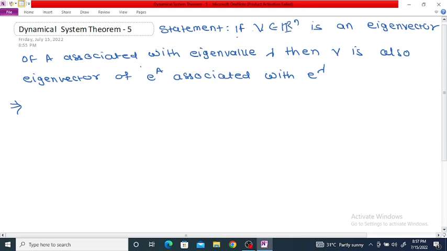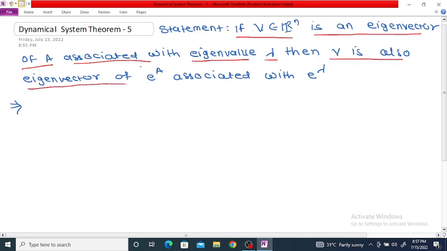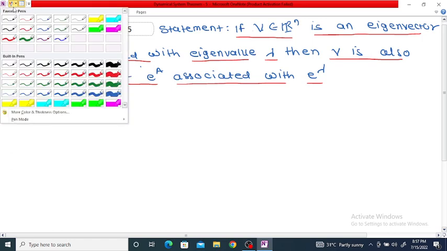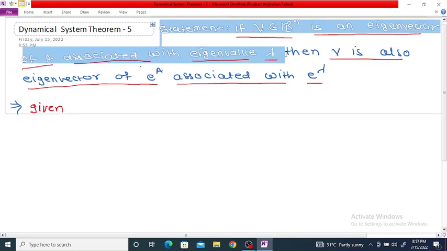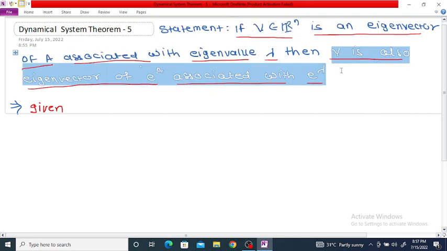Theorem: if v belongs to R^n is an eigenvector of matrix A associated with eigenvalue lambda, then v is also an eigenvector of e raised to A associated with e raised to lambda. So here, up to this it is the given part, and this is what our claim is.